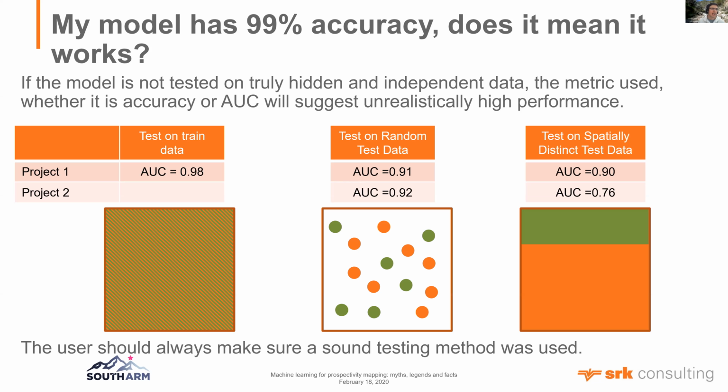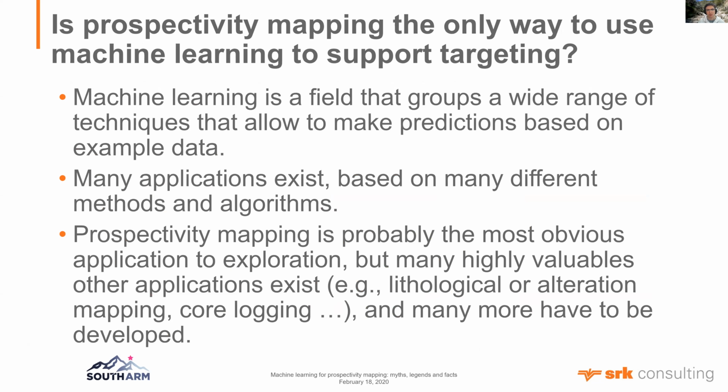So finally, is prospectivity mapping the only way to use machine learning to support targeting? Well, machine learning is a field that groups a wide range of techniques that allows you to make predictions based on example data. Overall, prospectivity mapping is a great tool, but there's plenty out there that people don't know about. There are many applications based on many different methods and algorithms.